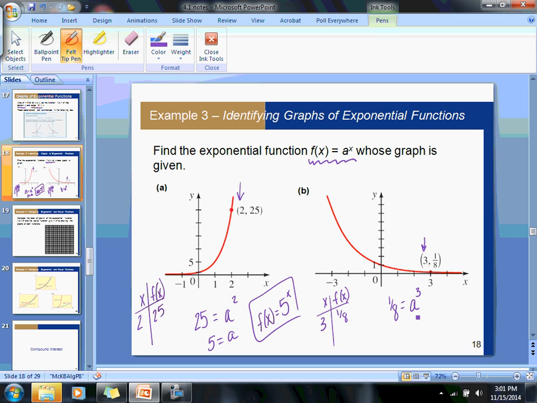So here you have to think, what to a power of 3 is going to be 1/8? Well, that's going to be 1/2. Because 2 times 2 is 4 times 2 is 8. So 2 to the third power is 8, and then it has to be a fraction, so it has to be 1/2. So that means my original function was 1/2 to the x. You will see some problems like that in your homework as well.